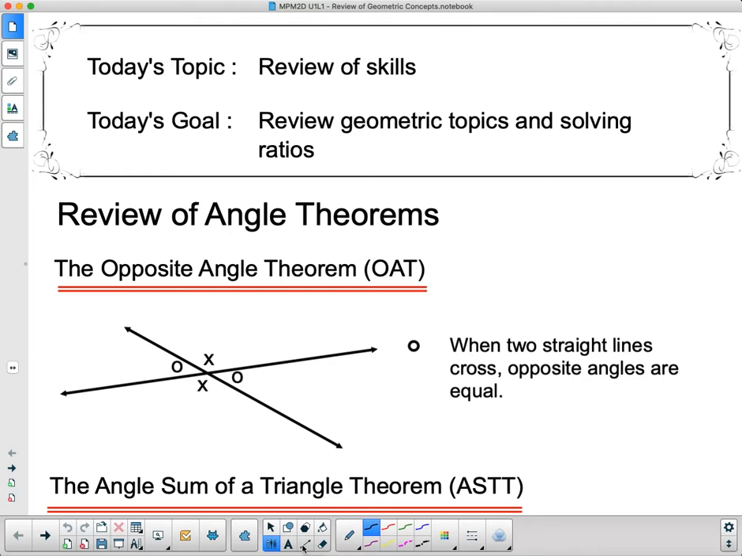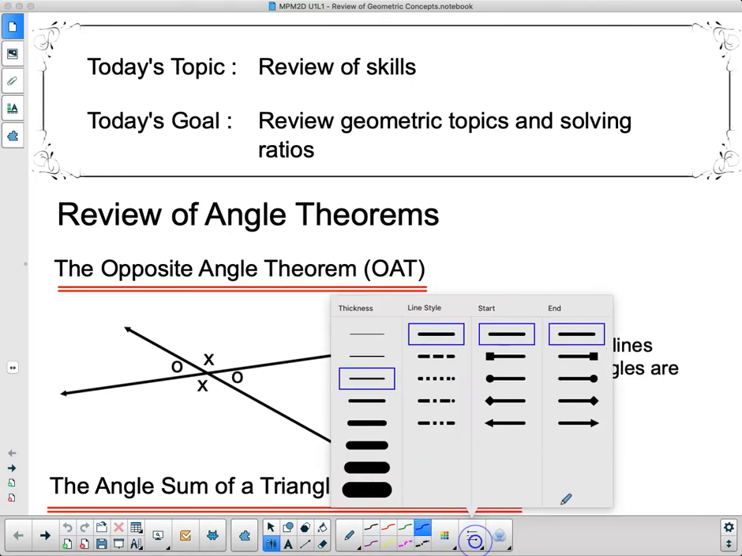We're going to take a look at a review of skills today, and specifically the skills involved in finding what angles are equal in geometric situations. So I'm going to review a few theorems and tell you when you might get to see them.